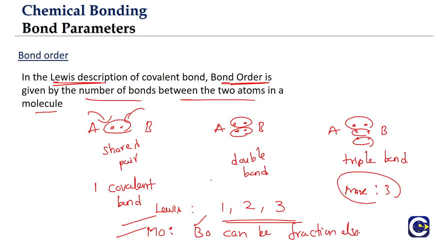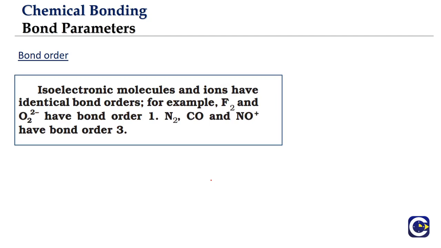Now, when we have isoelectronic molecules or ions, the thing about them is that the bond order will be the same. If you look at F2, two fluorine atoms, looking at just the valence electrons, each fluorine has 7, so 7 plus 7, totally 14. Look at O2 2-, again just the valence electrons: each oxygen will give 6, plus 2 electrons because it is an anion.